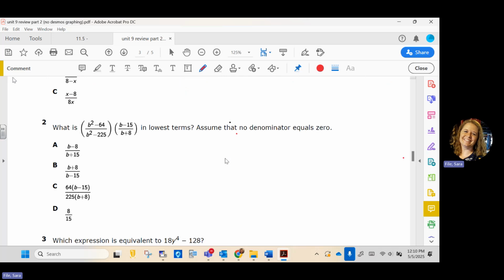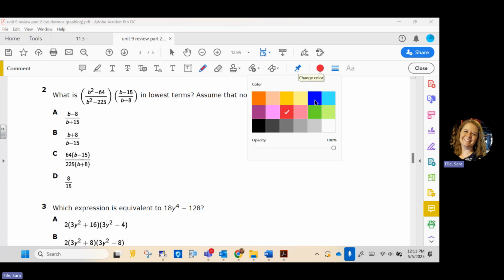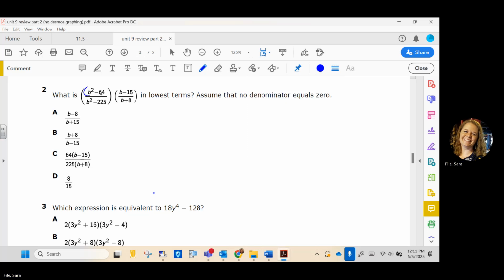Alrighty. Then here, when you have parentheses butted up next to each other, that is multiplication. If there's no sign in between, you're multiplying. It says assume no denominators equal to 0. We always are going to assume that because we can't divide by 0. So to multiply, you are going to want to factor what you have first to see if anything will reduce, and then we'll multiply across whatever didn't reduce. So I'm going to first factor this numerator on the left. That's a difference of squares, like what we just had. So we're going to have a b plus 8 and a b minus 8.